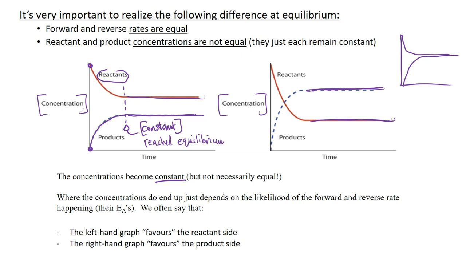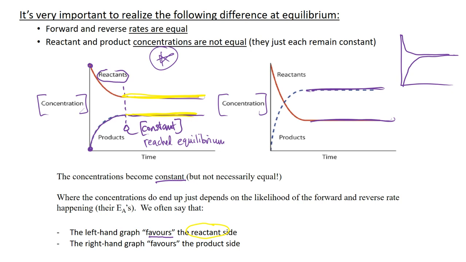So a little vocab here. The left-hand side, this curve on the left, and this is super important vocab, we would say that this reaction favors the reactant side. And the reason for that is once we reach equilibrium, notice we've got an amount of our reactants. The amount of my reactants is higher. I've got more reactants than I do products at equilibrium. So we say that it favors the left-hand side, the reactant side.